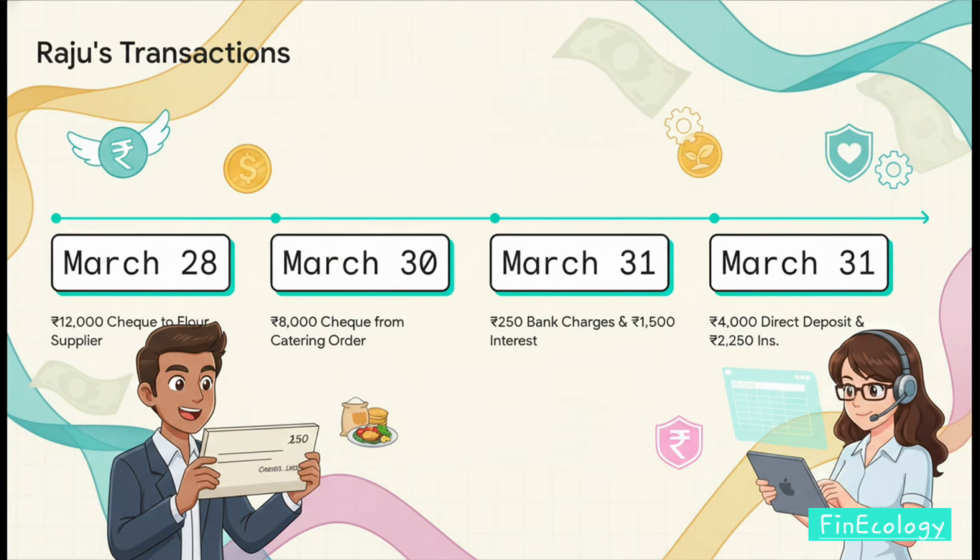Look at this. On March 28th, he wrote a 12,000 rupee check to his flour supplier. Then on the 30th, he deposited an 8,000 rupee check from a catering gig. And then bam, on March 31st, a total flurry of automated activity hits his account. We're talking bank charges, interest, a direct UPI deposit, and an auto-pay insurance premium. It's a lot to keep track of, I know, but we're going to break it down piece by piece.